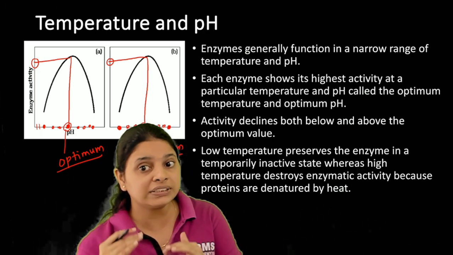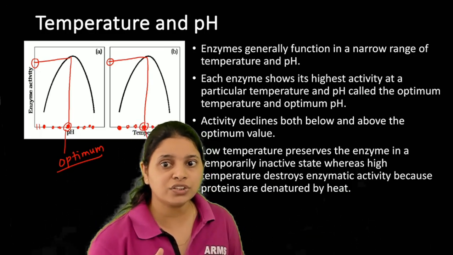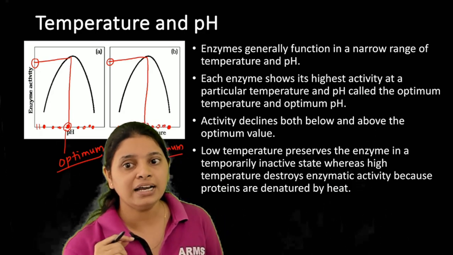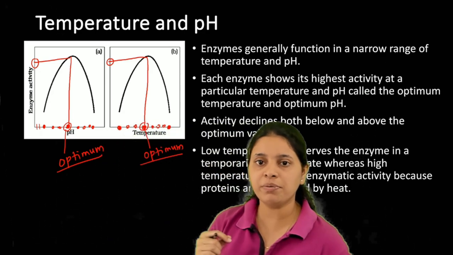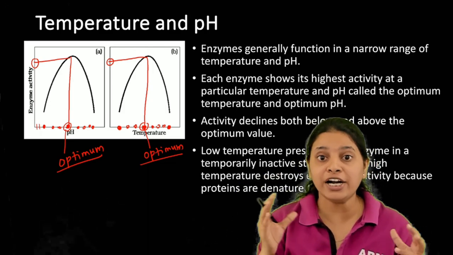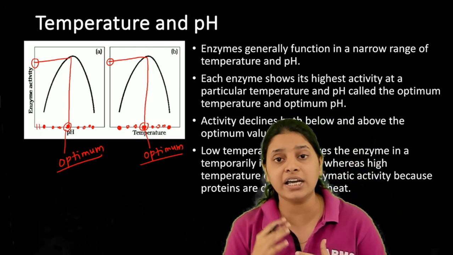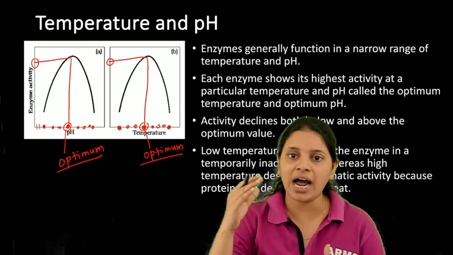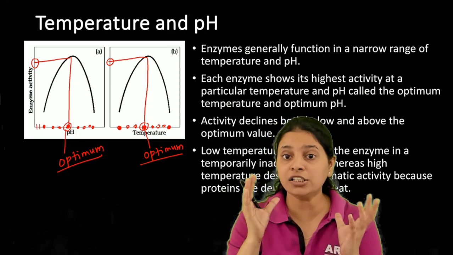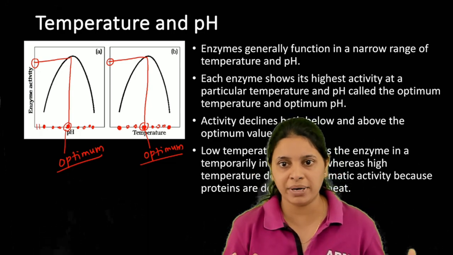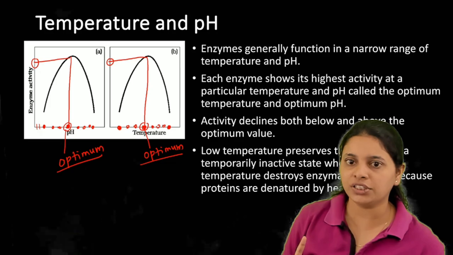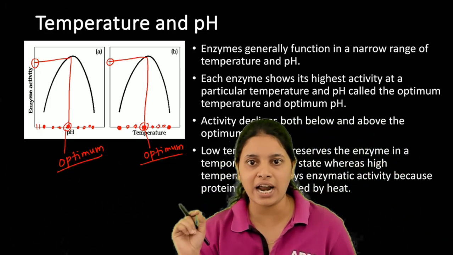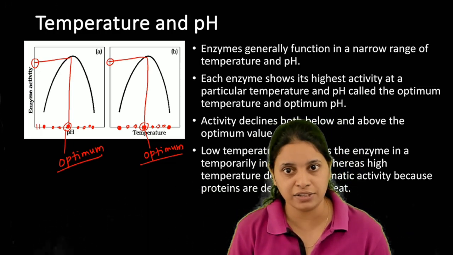But low temperature preserves the enzyme and high temperature destroys the enzymatic activity because proteins are denatured by heat, right? Denaturation will be because at high temperature, the hydrogen bonding which stabilizes the secondary and tertiary level of structure is disturbed. And if the hydrogen bonds are broken, then the final shape of the enzyme will not be maintained. And hence, the denaturation of enzyme and the enzyme activity decreases. Okay, this is how temperature and pH both affect the enzyme activity.